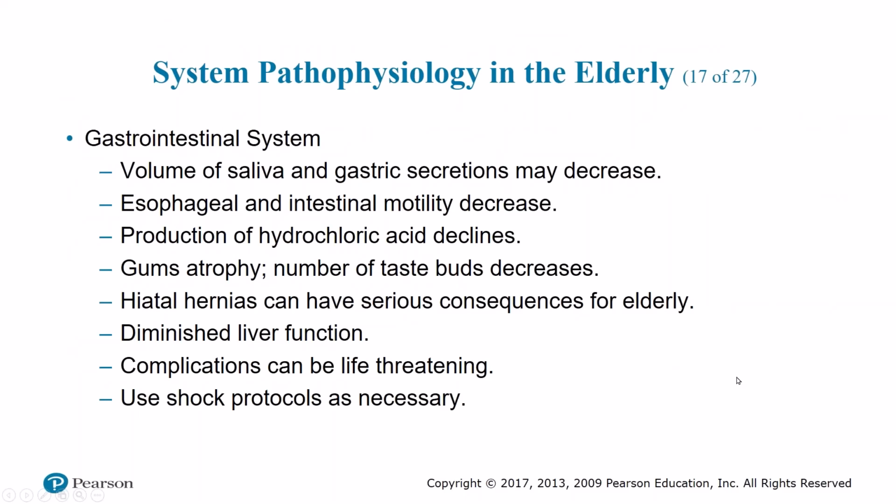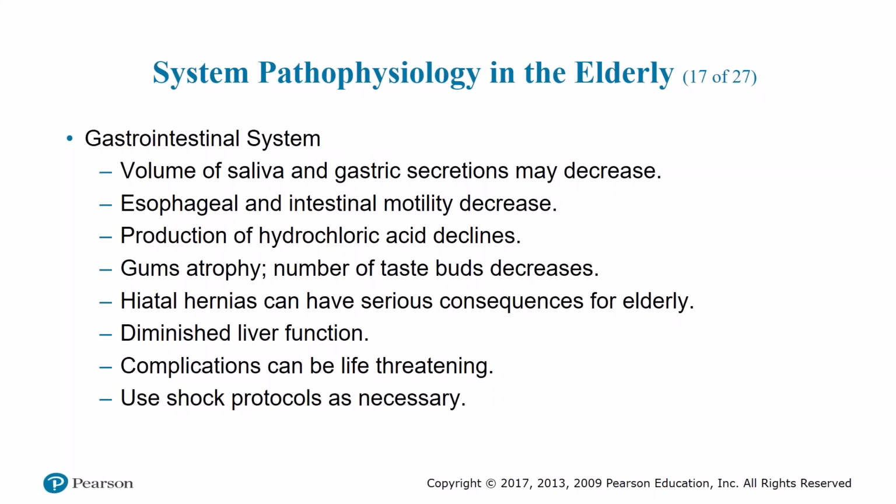GI system gets all wonky as well. Saliva and gastric secretions may decrease, and with that goes down their ability to hydrate as well as take in nutrition. Taste buds change, all that other stuff. We start seeing production of hydrochloric acid in the chief cells in the stomach decreasing, gums atrophy, teeth fall out, secondary to increase in cardiovascular disease. Hernias can have a lot of problems, especially the hiatal type, where stomach contents as well as the fundus of the stomach can actually come up into the thoracic cavity.